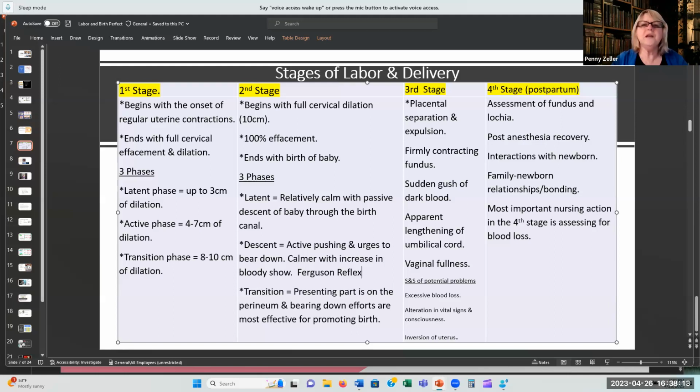So what do you think is one critical intervention from this point on? You know, the baby's fine. Let's say the baby's fine. What about the mother? What do you think is the concern? Yeah, bleeding. Excessive blood loss.